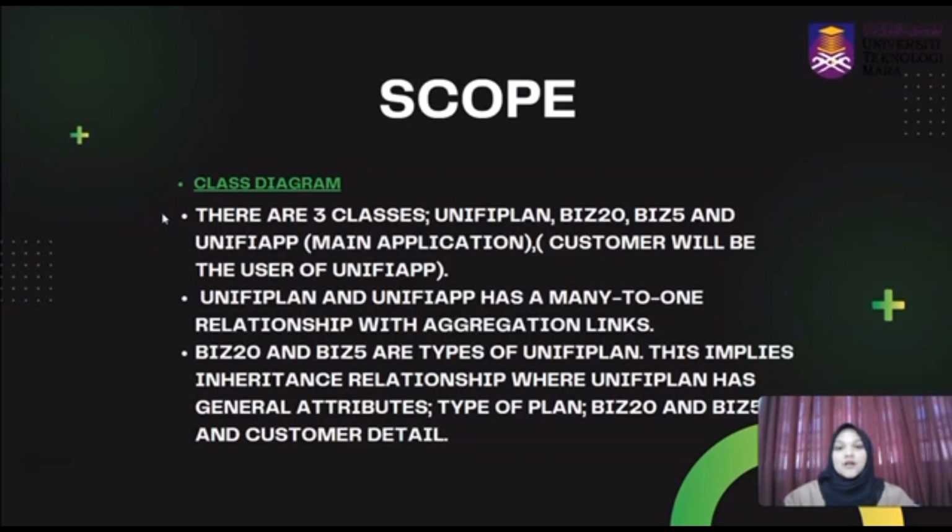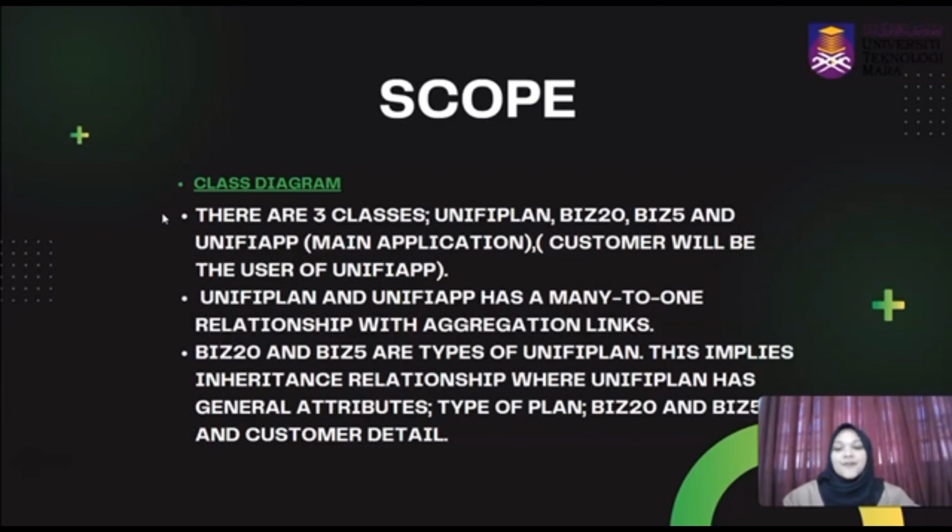So I will explain about our scope. So this is the class diagram. There are 3 classes, which are Unified Plan, BIS20 and BIS5. And don't forget the Unified App class. There is a main application class. We can also call the Unified App the customer. It is because the customer will be the user of the Unified App.